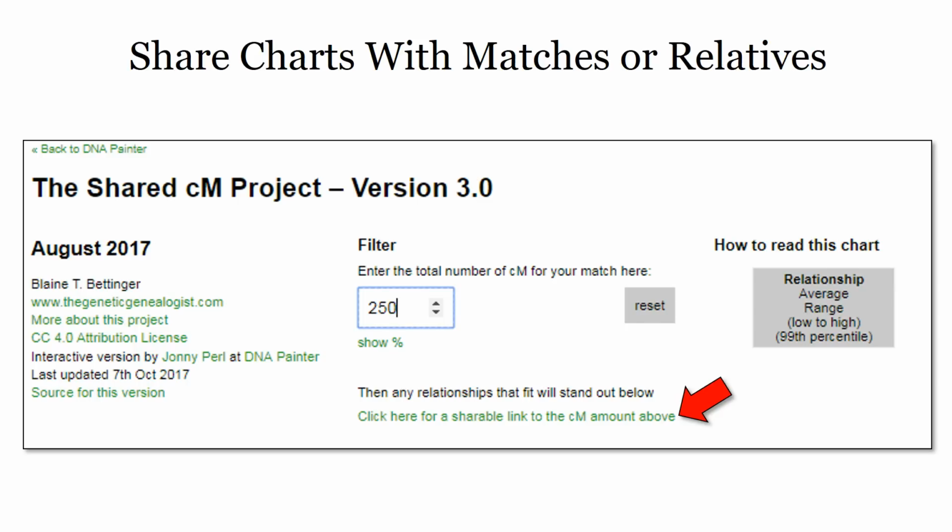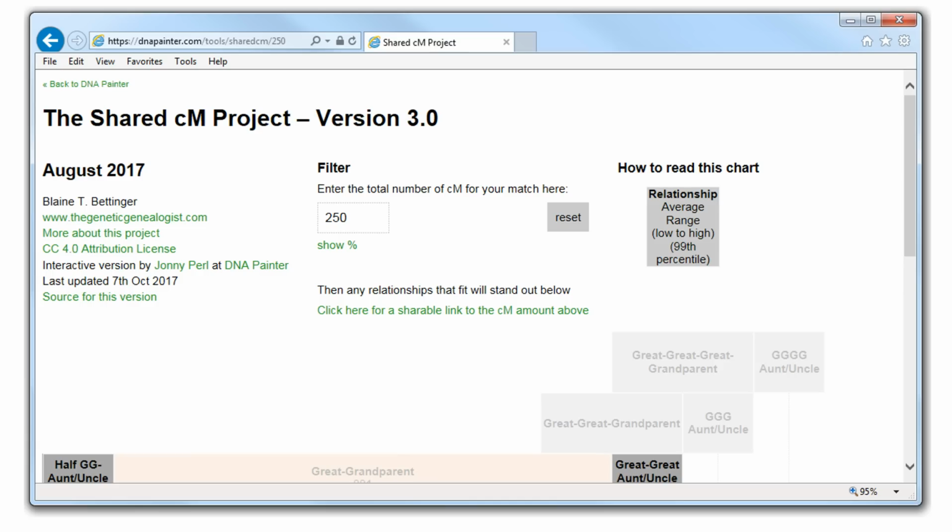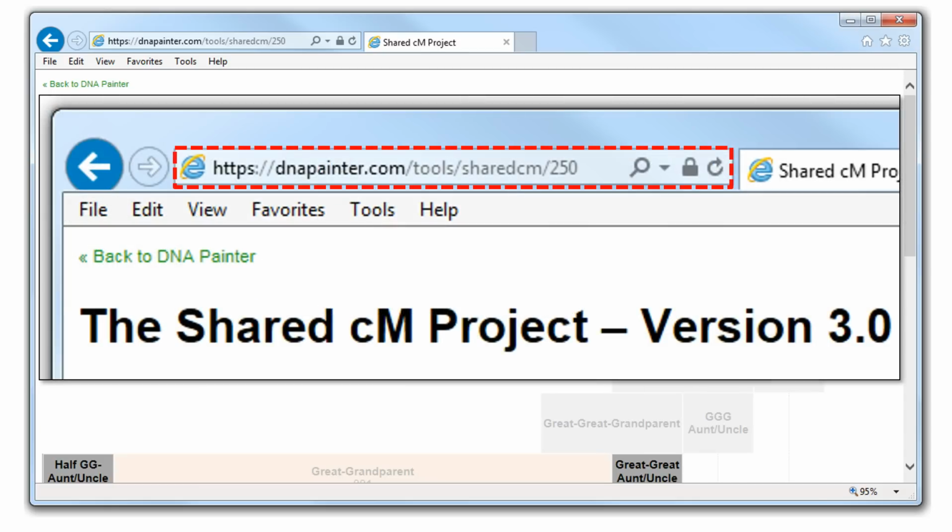Here, for example, it says click here for a shareable link to the centimorgan amount above. And sure enough, when you click on that, what happens is you get up at the top here, you can see it says DNAPainter.com/tools/sharedcm/250. So now I've created a link where I can share that with someone else, and I can say, oh yeah, here, cousin Bob, these are the relationships that 250 fits into. Here's a chart you can look at quickly and easily. Right up here at the top, you have that link, and you can cut and paste that, and that's fully shareable. So that's very, very convenient.